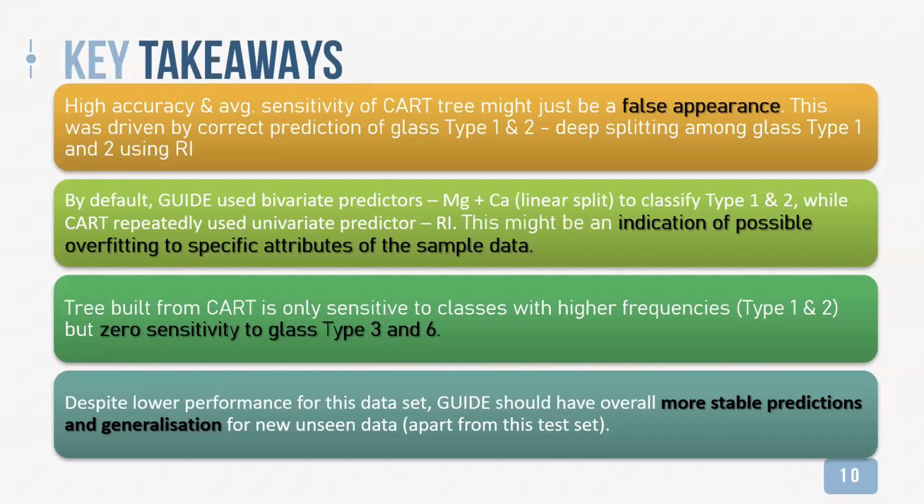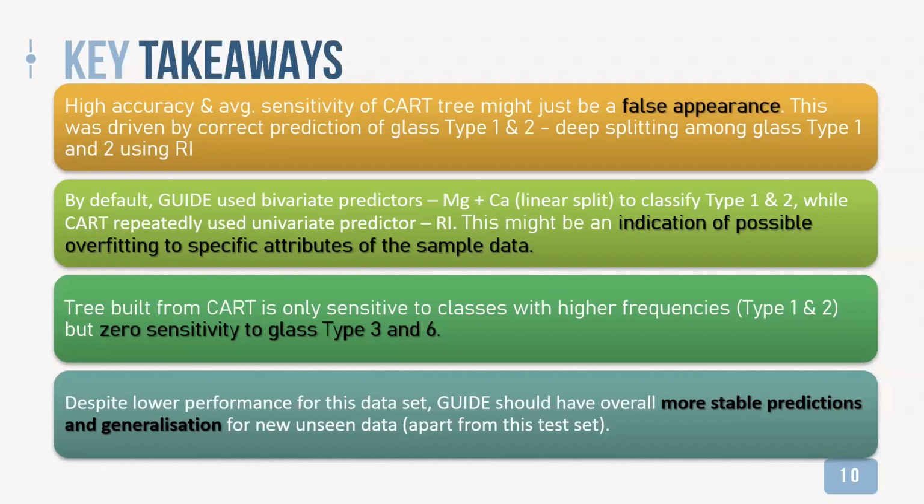And also we noticed that there is a deep splitting among the class type M2 recursively using the same refractive index feature. So by default, GUIDE used bivariate predictors sometimes, and there's a linear split to classify type 1 and 2, while CART repeatedly used the univariate predictor, RI. So this might be an indication of possible overfitting to specific attributes of the sample data. And also, the tree built from CART is only sensitive to classes with higher frequencies. There is type 1 and 2 with very high sensitivity, but 0 sensitivity to class type 3 and 6.